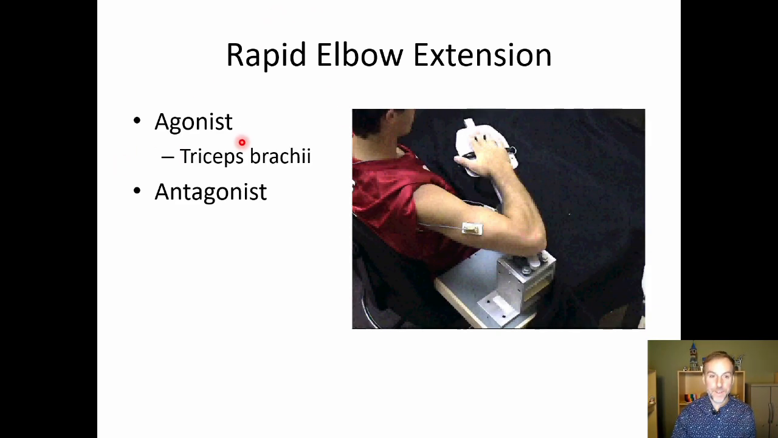So our agonist, that's our tricep. That's if I move my arm slowly out, that's probably mostly my tricep. The antagonist, the muscle that could resist that movement, is the bicep. There are other muscles, of course, that extend and flex the elbow, but we'll kind of keep it simple with the prime movers.